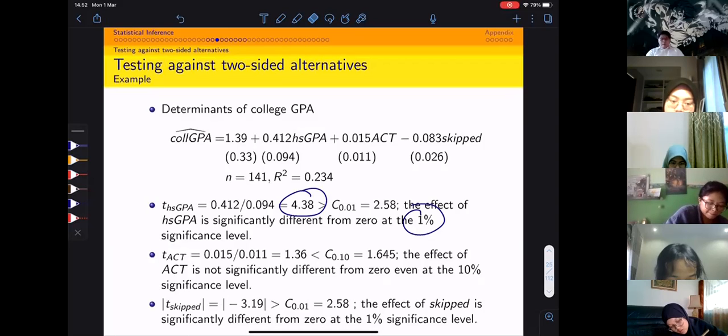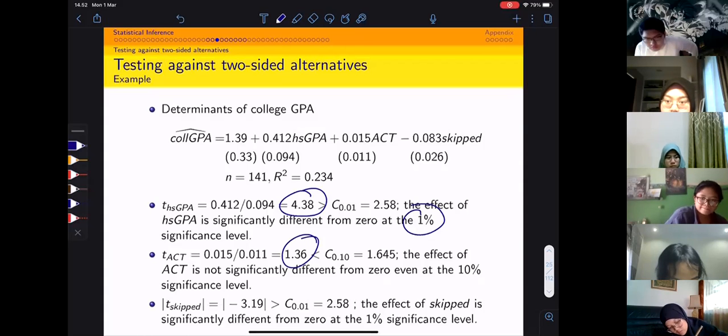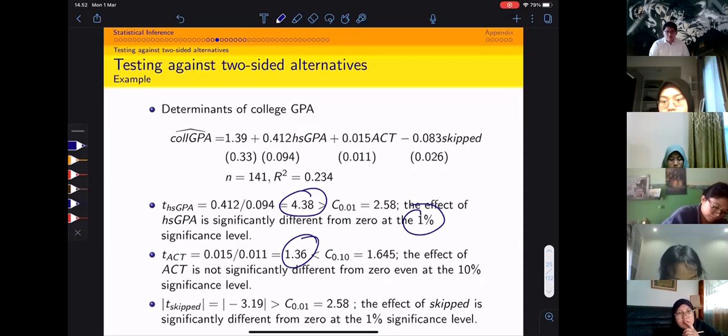Okay, so the T statistic for the ACT is 1.36, which is lower than the critical value at the 10% significant level. Since it's lower than the critical value, we can say that there is no relationship between college GPA and ACT at the 10% significant level. In other words, the effect of ACT on college GPA is 0, or statistically equal to 0, or just 0.